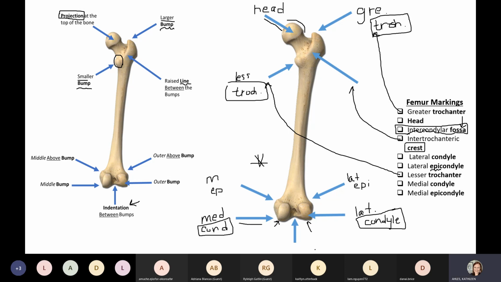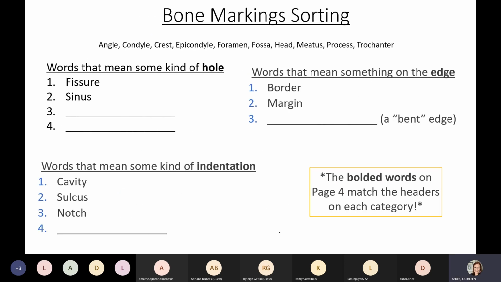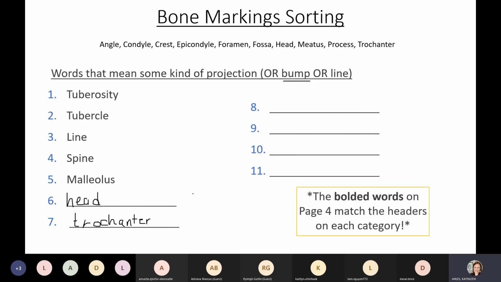So we've labeled some other things and didn't sort them on our list yet on page 5. Let me jump to page 5. We talked about a word that meant an indentation. Did anyone happen to catch which of our words meant some kind of indentation? Exactly. Yep, several of us caught it. So a fossa, we had that intercondylar fossa. That's the indentation between the condyles.